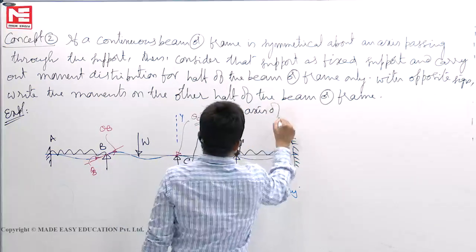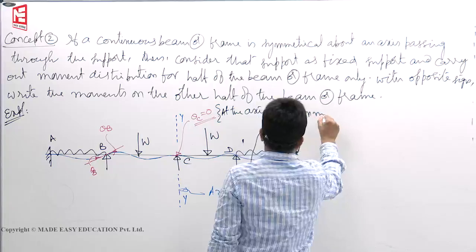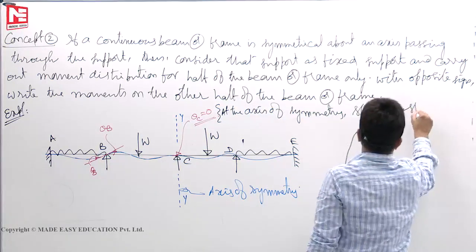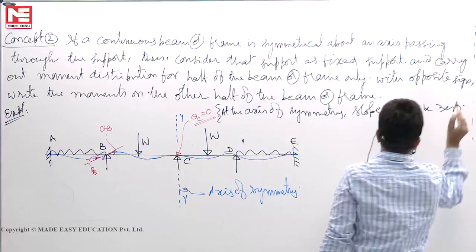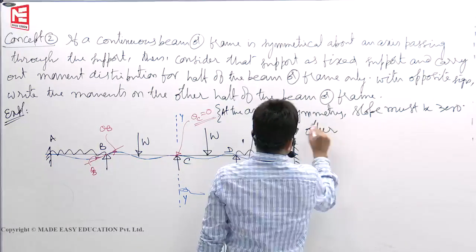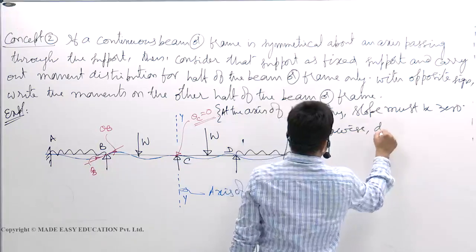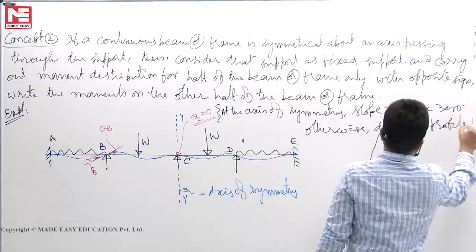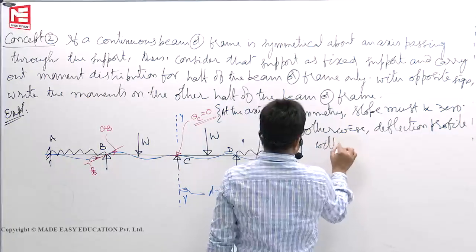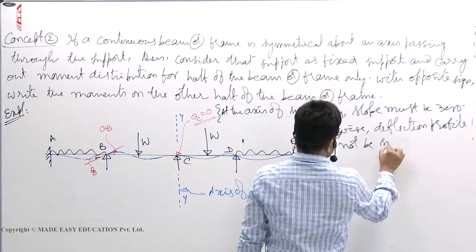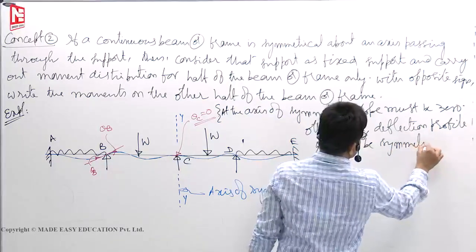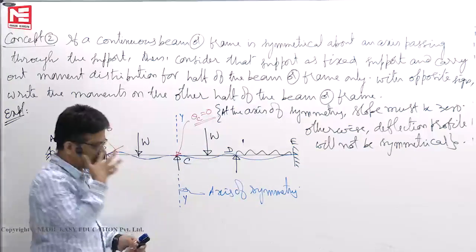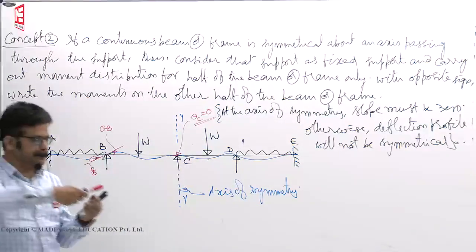At the axis of symmetry, slope must be 0, otherwise deflection profile will not be symmetrical. Same reason. Now you have a fixed support, let us say.